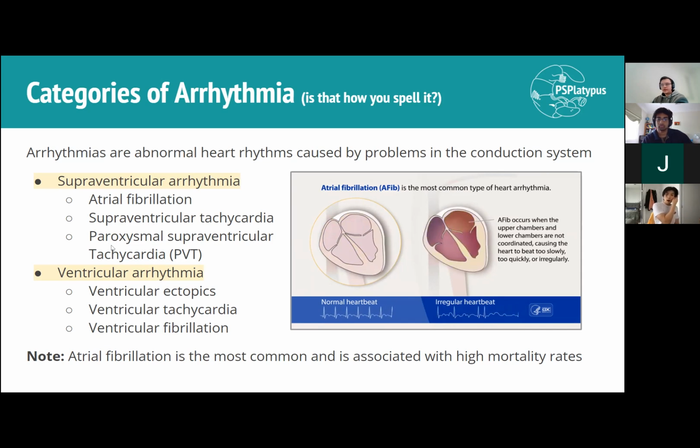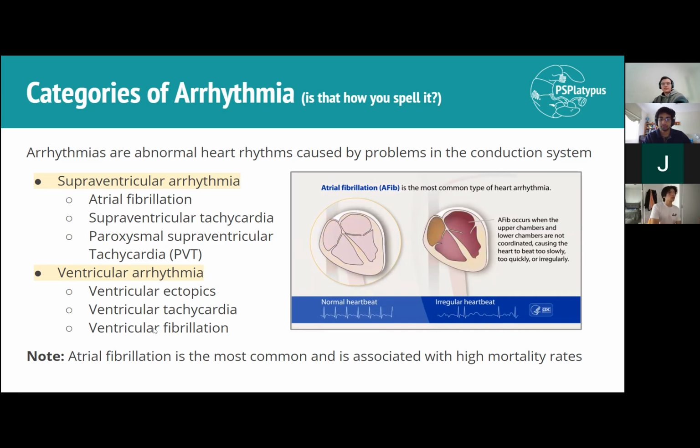And then ventricular ones, these are a little bit easier. They start in the ventricles, and are generally more common. You get ectopics, so just beats happening out of nowhere. And we're going to cover a lot of these in ECG interpretation at the end, so stick around for that. You've got tachycardia, so again, increased heart rate, and then ventricular fibrillation.